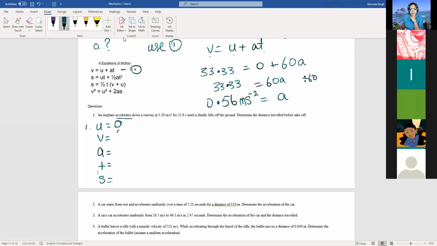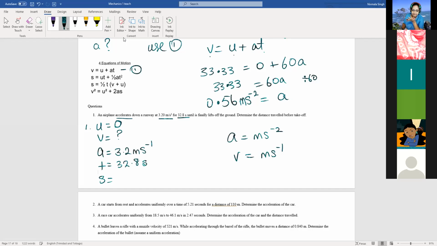They do not know what the final velocity is. It accelerates at, now here they did tell us the acceleration, 3.2 meters per second squared. Remember, acceleration is meters per second squared, and velocity is meters per second. So there is a difference in the two. Please note your units. Your units tell you and guide you where you're going. So it has an acceleration of 3.2 meters per second squared for 32.8 seconds. 32.8 seconds is your time.